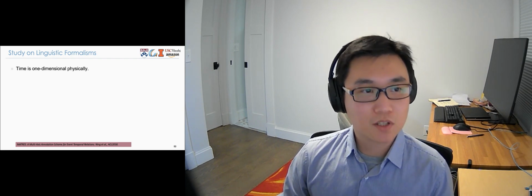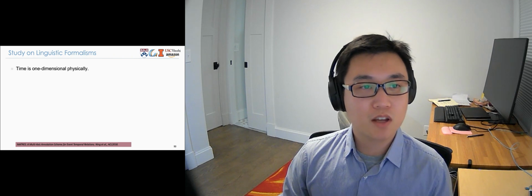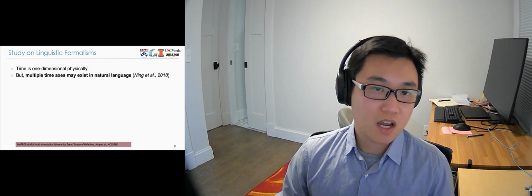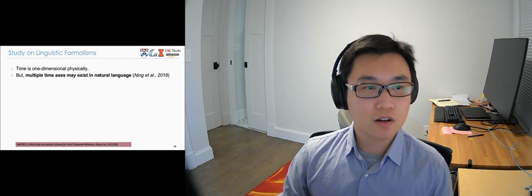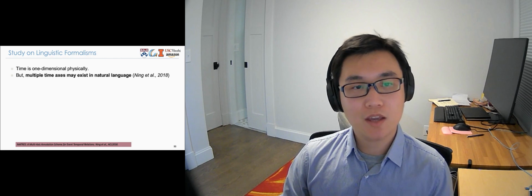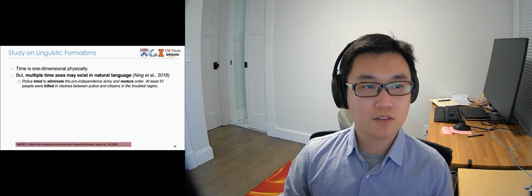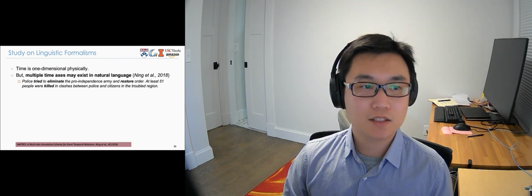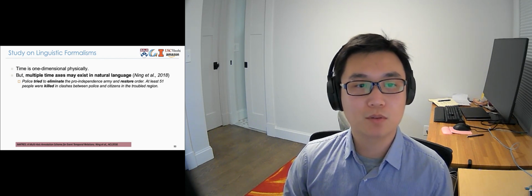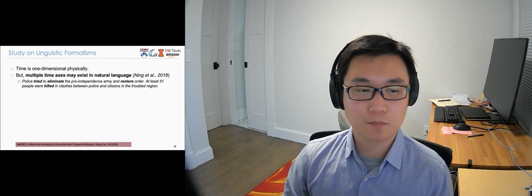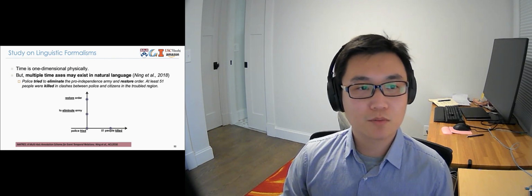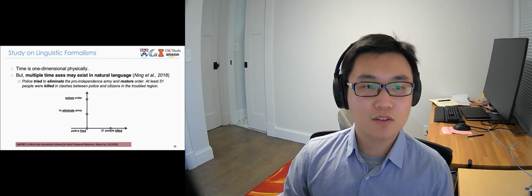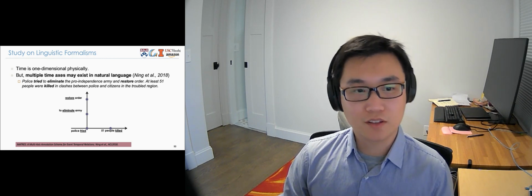We have said multiple times in this talk that time is one-dimensional physically. But according to my paper in 2018, we are arguing that multiple time axes may exist in natural language. For instance, police try to eliminate the pro-independence army and restore order. At least 51 people were killed in clashes between police and citizens in the troubled region. This new linguistic formalism, termed as MATRES, and this new dataset are trying to argue that multiple axes exist.